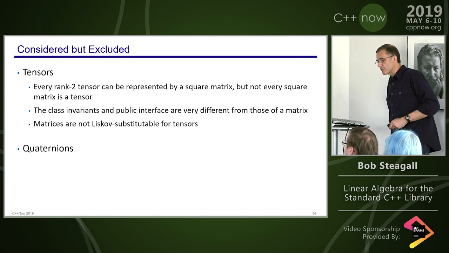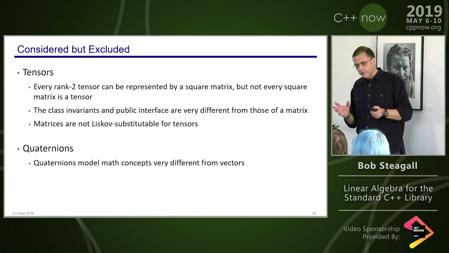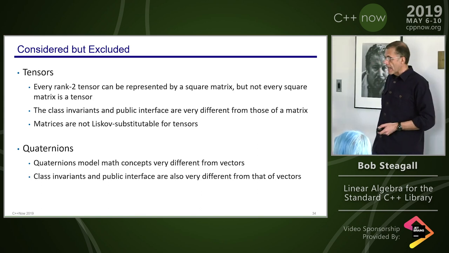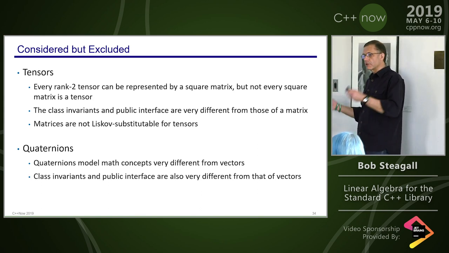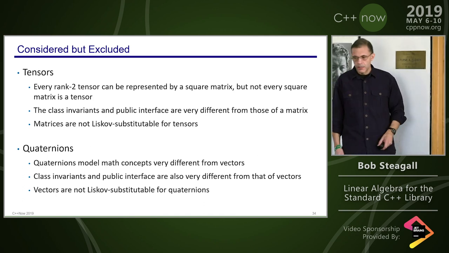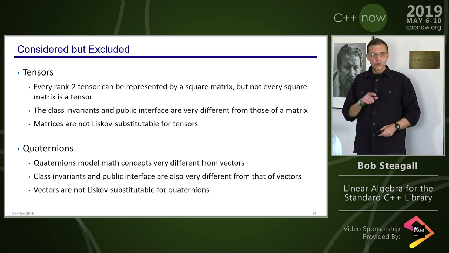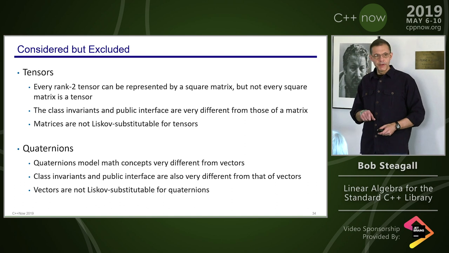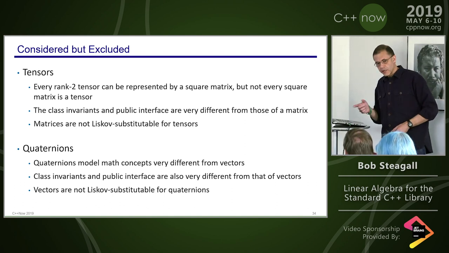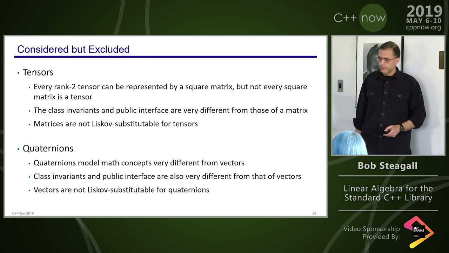We also had discussions about supporting quaternions. Well, quaternions model very different ideas from math than vectors, right, or matrices. And also, their invariants in public interface are different from that of vectors. Once again, Liskov substitutability does not apply. So we punted on this issue as well. That being said, there's no reason why a quaternion could not be an element of a vector or a matrix, because it certainly has the requisite non-commutative ring properties. But we are not implementing those as part of this proposal.